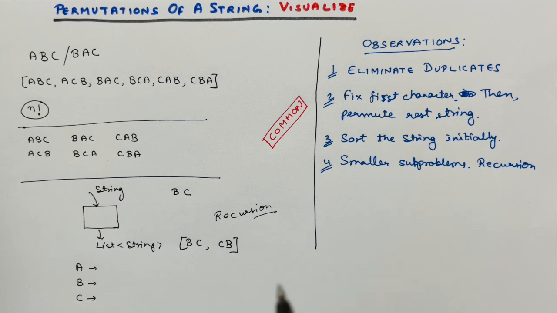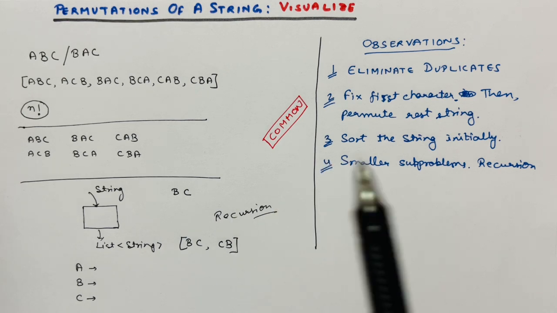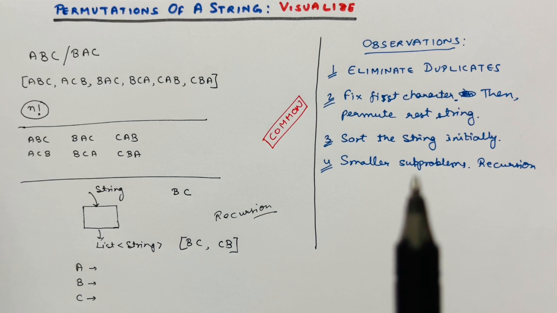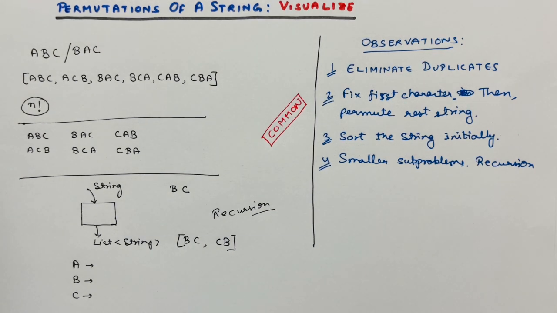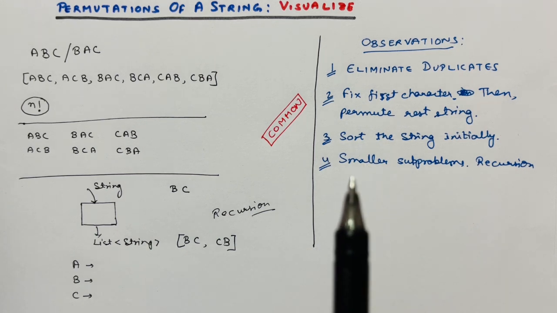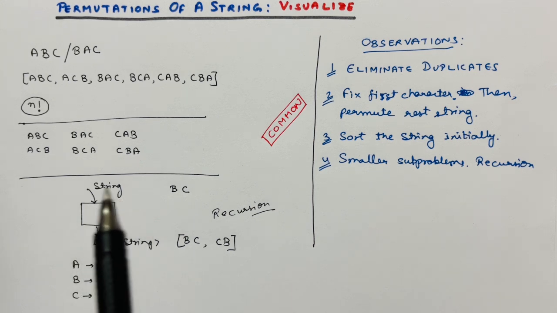Also, an important thing to note here is that all the 4 observations that we made are very common and will be used in multiple problems, like elimination of duplicates, fixing the first character and then permuting the rest, sorting the string or whatever input was given initially, and the most common one would be recursion. In many of the problems, we will have to judge whether we can break our original problem into smaller subproblems. How do we judge that? Their input and output would be similar and the size of input will be smaller than the original size. And in such cases, we can use recursion.